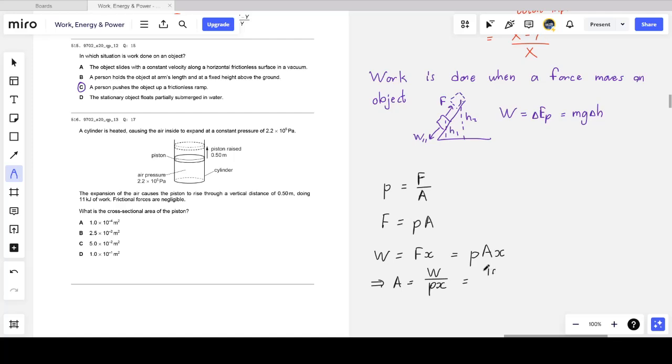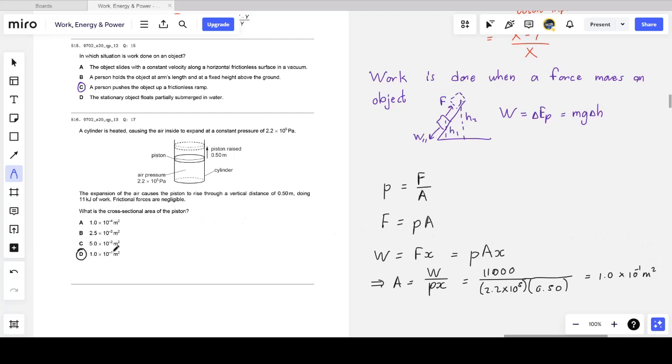It's 11 kilojoules of work, which is 11,000 joules, divided by the pressure, which is constant, 2.2 times 10 to the power 5, multiplied by the distance, 0.5 meters, 50 centimeters. And so we get a cross-sectional area of 0.1, which is 1 times 10 to the minus 1 square meters. And this corresponds with option D.